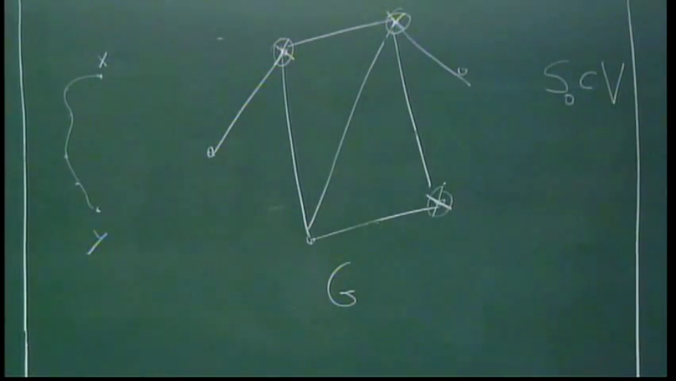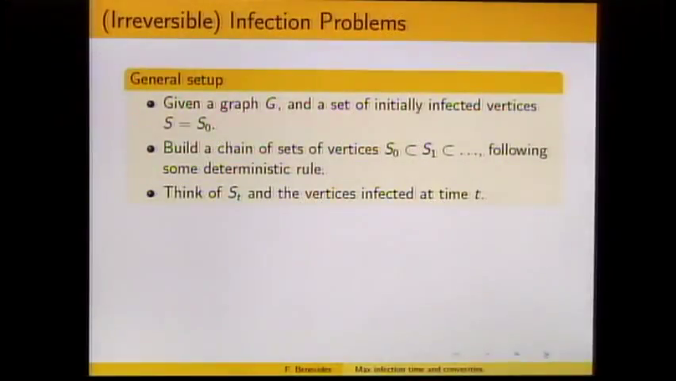So I fix a rule, and I tell you how a new vertex will get infected. And the rules in this talk will be only the kind of rules which we call irreversible, because once a guy gets infected, it will be infected forever, right? Once it's infected, it will never become healthy again. Still, again, there are many ways the infection can spread.